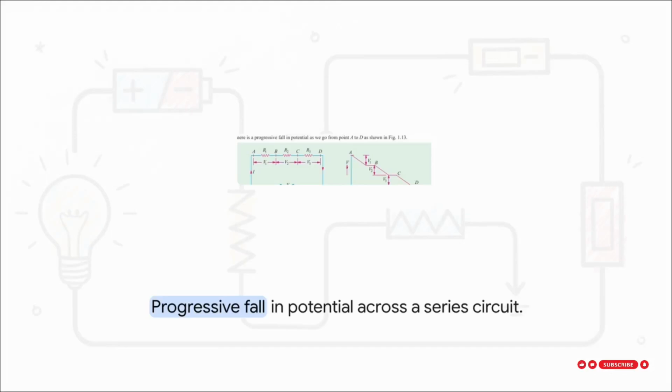If you track the progressive fall in potential from point A to point D, you'll see it's literally a staircase effect. Every single time the current hits a resistor in this series circuit, it loses a little bit of its potential energy. The voltage drops, V1, V2, V3, they just step down the pressure sequentially until the journey is complete.